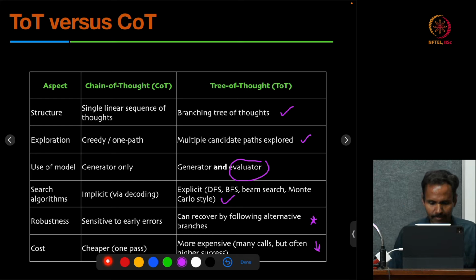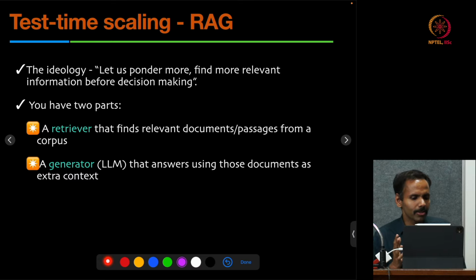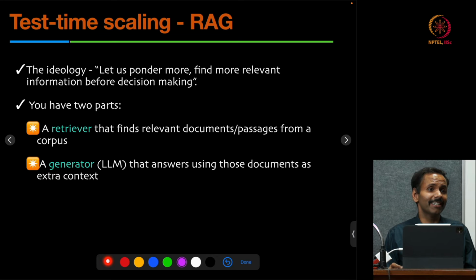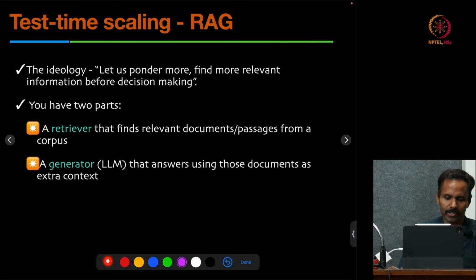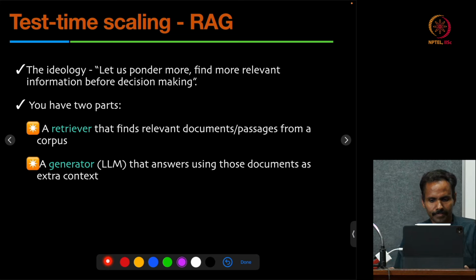For test time scaling, the next approach I also wanted to talk about, partially relevant to this, is a much more nuanced version of chain of thought, which allows you to do a search and retrieve and then generate the response. In short, a very well known method called RAG, or Retrieval Augmented Generation.